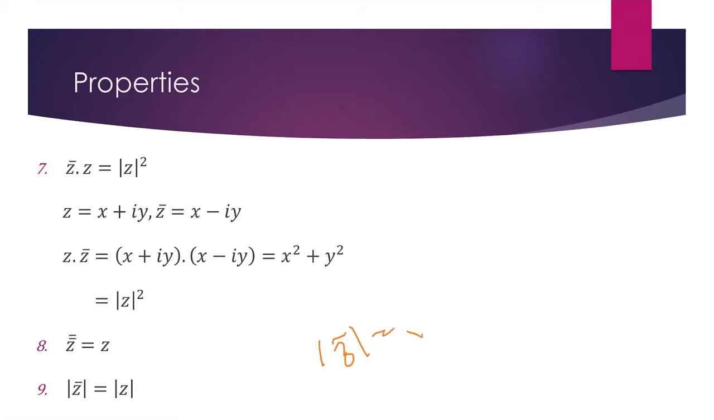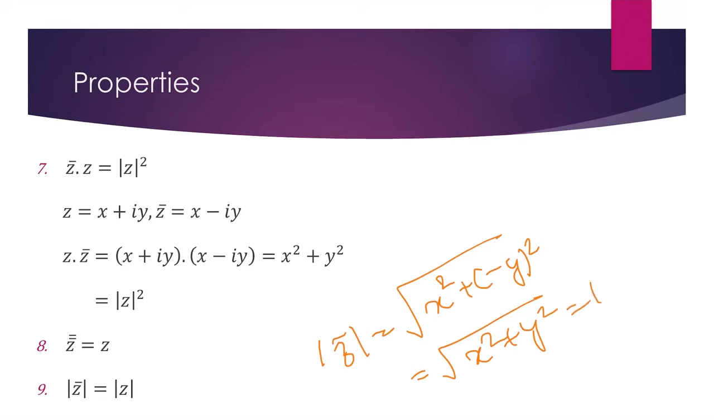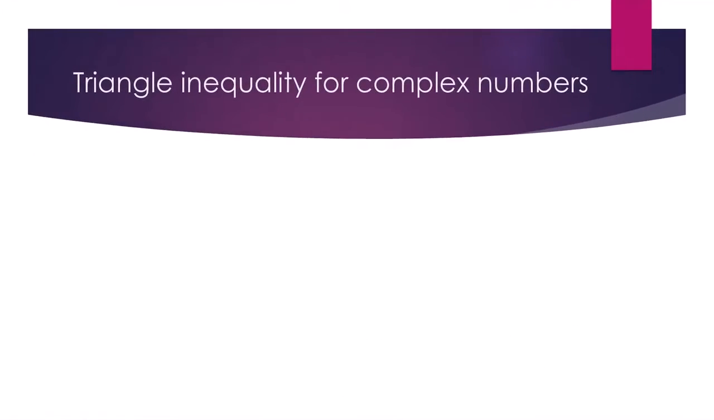So what is the modulus of z conjugate? It is the square root of x square plus (minus y) square, which is the same as the square root of x square plus y square, which is equal to the modulus of z. Or geometrically we can see that the distance from the origin to this point and the distance from the origin to its reflection are equal. Okay.